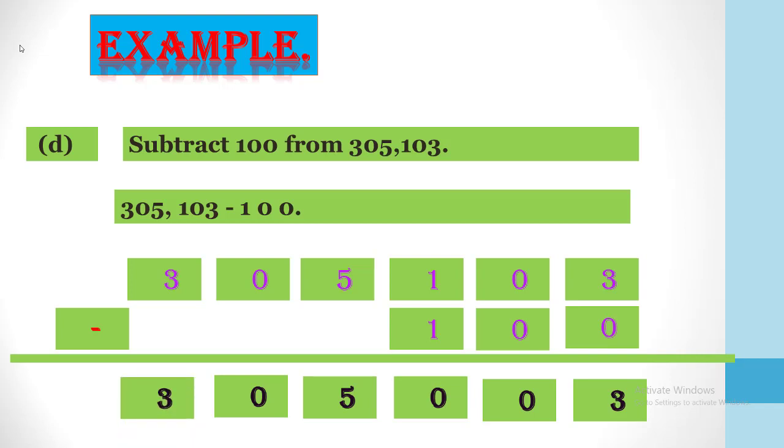See the next column, nothing to be subtracted from 3, so we write 3 here. When we subtract 100 from 305,103, we get the answer 305,003.